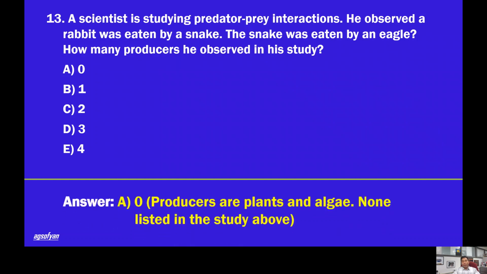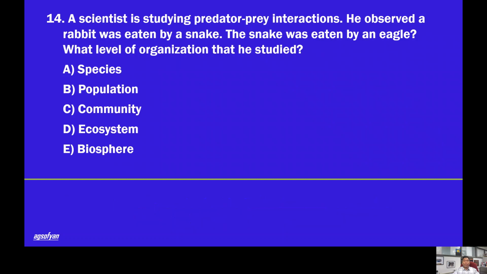Yes, the answer should be 0, because in his study there was no producer mentioned. Producers are plants or trees or grasses or carrots, for example. Okay, so producers were not mentioned, so there should be 0 producers in his study.